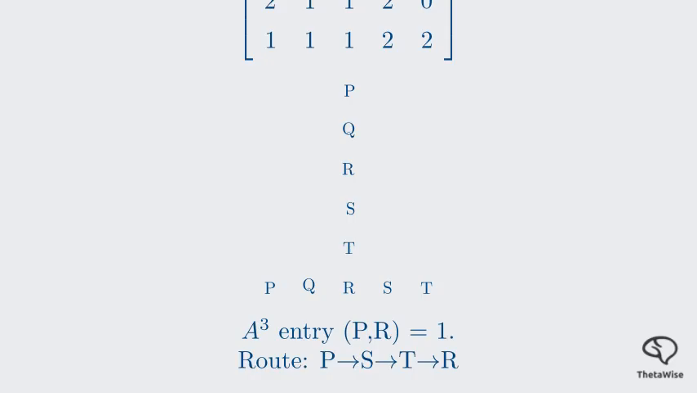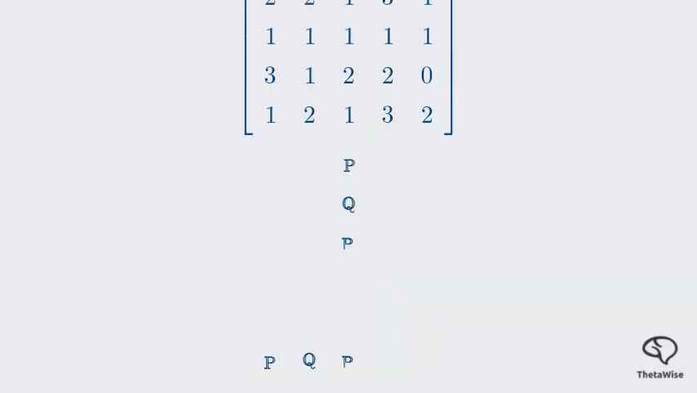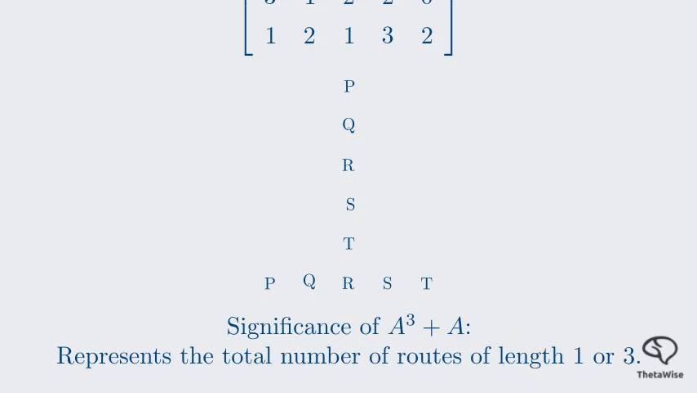Finally, part C asks for the significance of A cubed plus A. The matrix A counts one-step routes, and A cubed counts three-step routes. Therefore, their sum, A cubed plus A, will give the total number of routes of length exactly 1 or exactly 3. For instance, the entry in row P column S of this new matrix is 1. This means there is only one route from P to S that is either one step or 3 steps long. In this case, it's the direct one-step route, P to S. Well done if you could distinguish between the meanings of these different matrix operations.